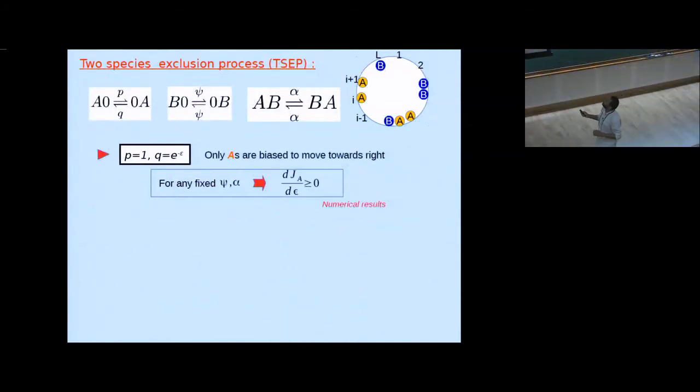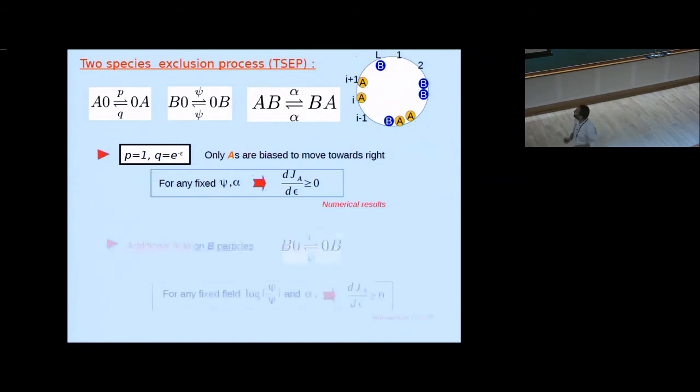So, the two species exclusion process, the one he mentioned. You have two particle types, A and B, on a ring, moving. Let us say only A is biased, but B is not biased, and there is also an exchange rate alpha. Then only A particles are biased, and if you calculate, I will not show you numerical results, it just tells us that the current is still positive. dJ by d epsilon is positive.